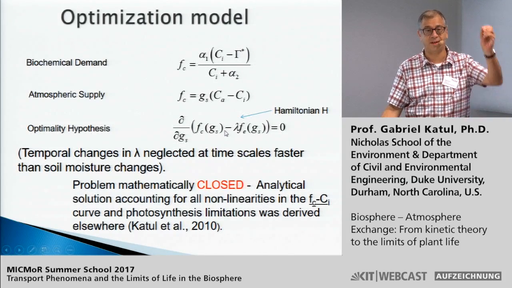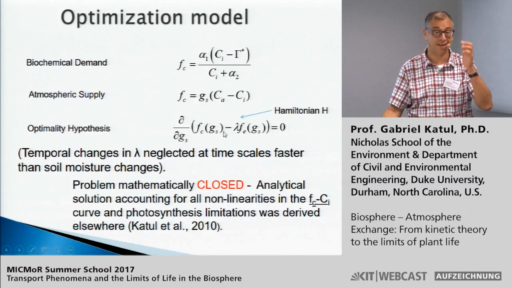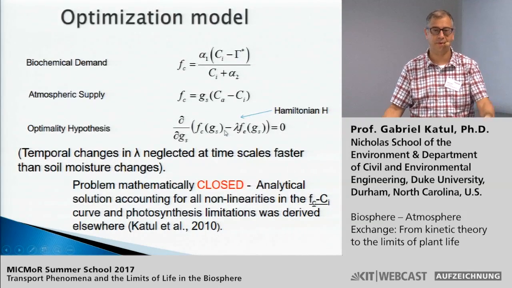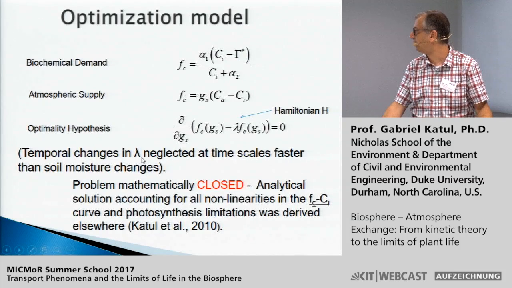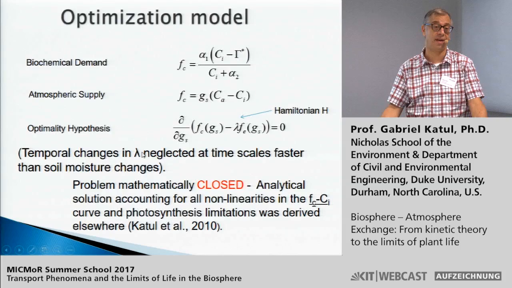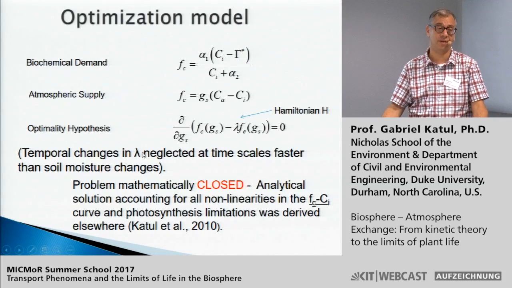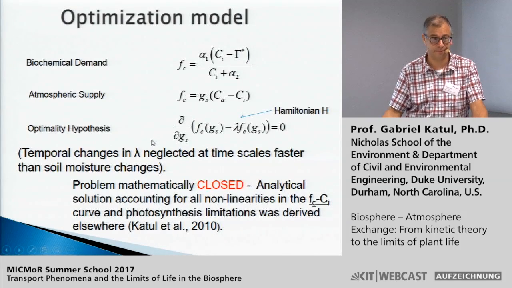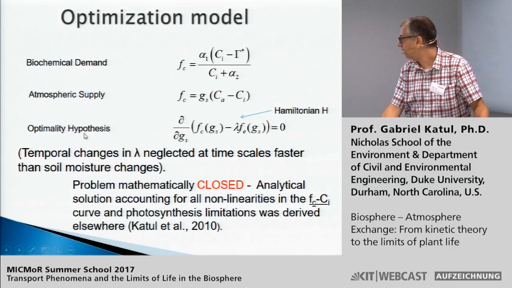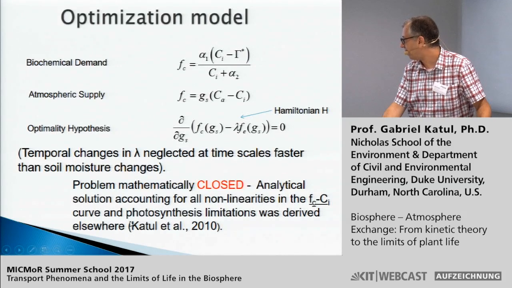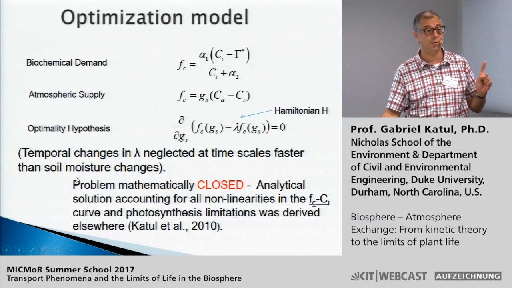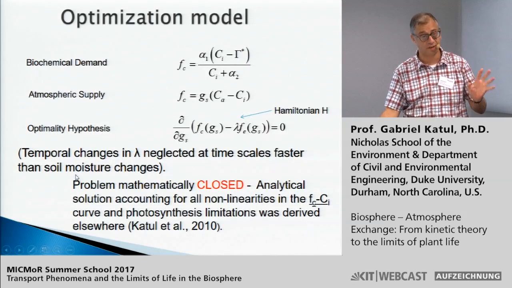So if stomata open and close, as Nadine has shown, in time scales of minutes, then whatever boundary conditions are going to influence this Lagrange multiplier, they have to change on time scales way longer than minutes. Okay? So this problem is mathematically closed. There are analytical solutions for it, and I'm not going to deal with them too much. But what I would like to do is give you a flavor of what these analytical solutions do.